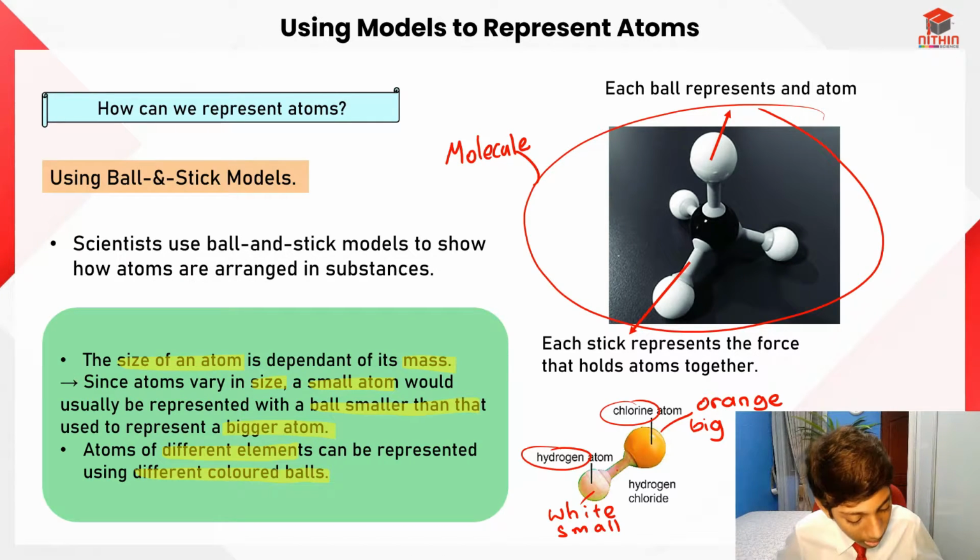And you all know what the stick is. The stick is basically the force that holds these two atoms together. I hope you understood that. Now let's move on.